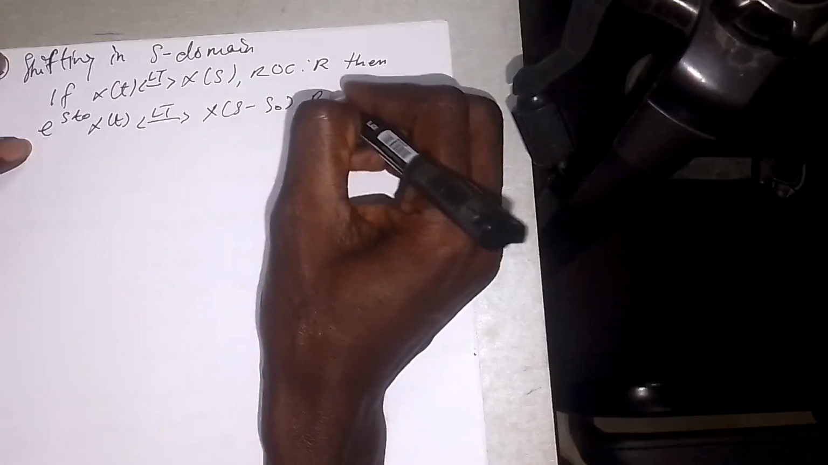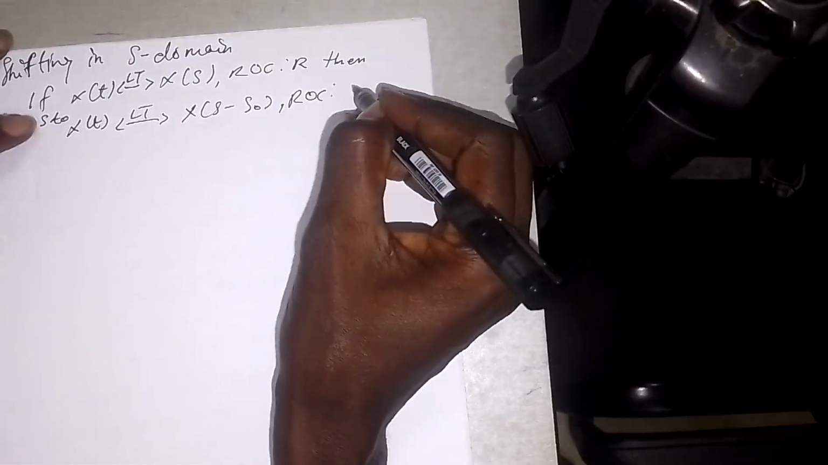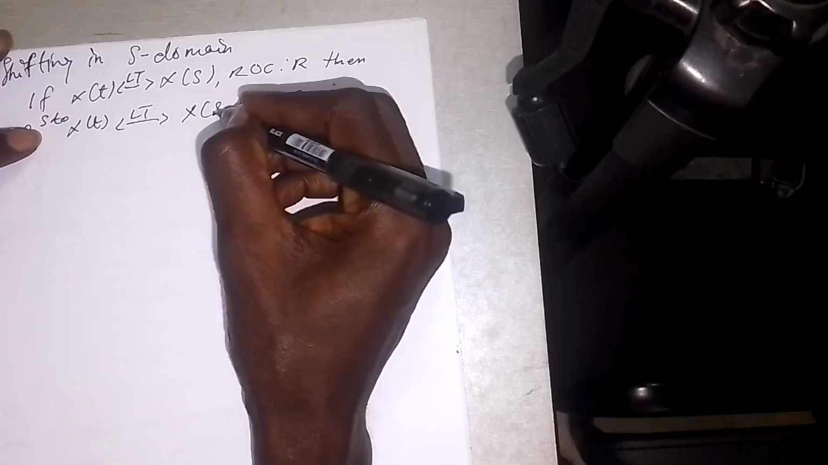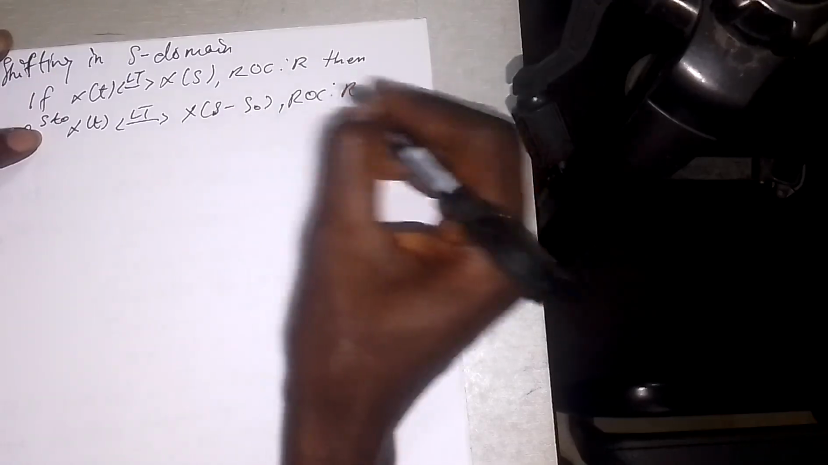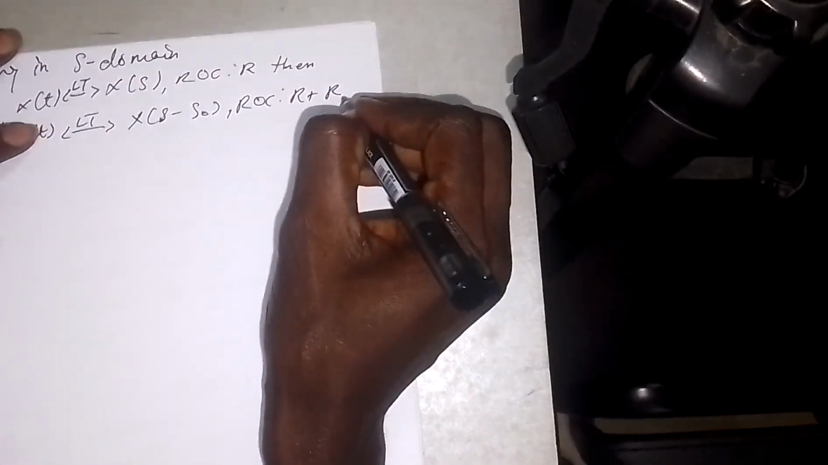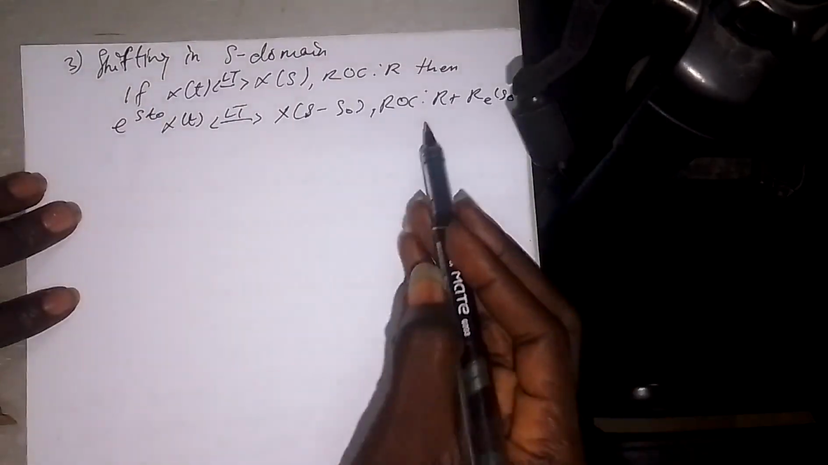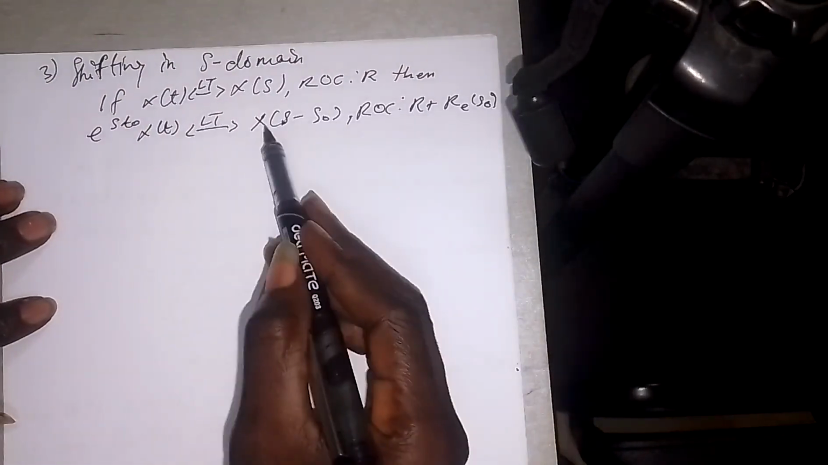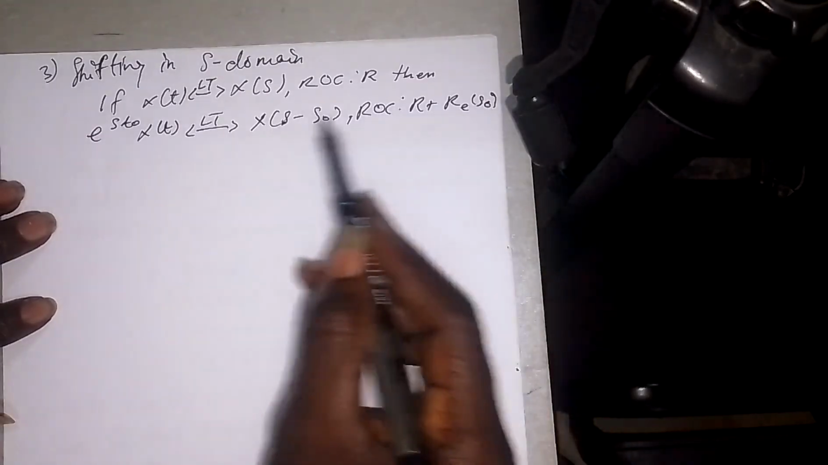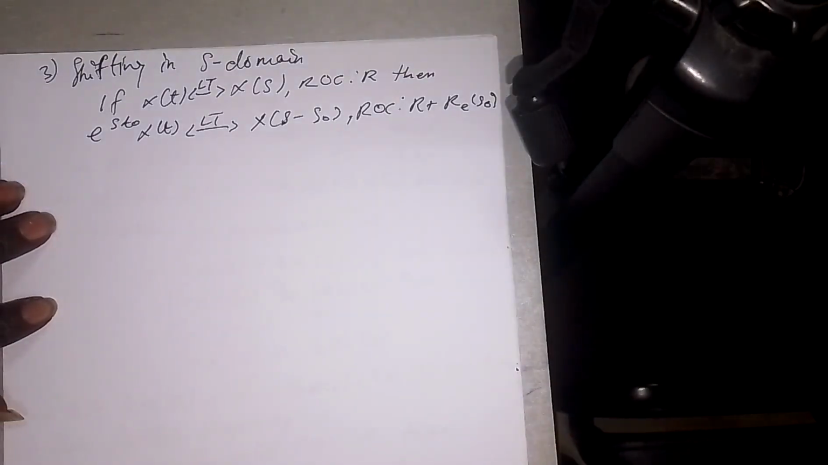So here, what will my ROC be? My ROC is going to be, for this particular place, s here will give me R, and this one will give me R plus the real part of s naught. So basically this R is from this x of s, and this real part of s naught is from this s naught. That's how my ROC will be.